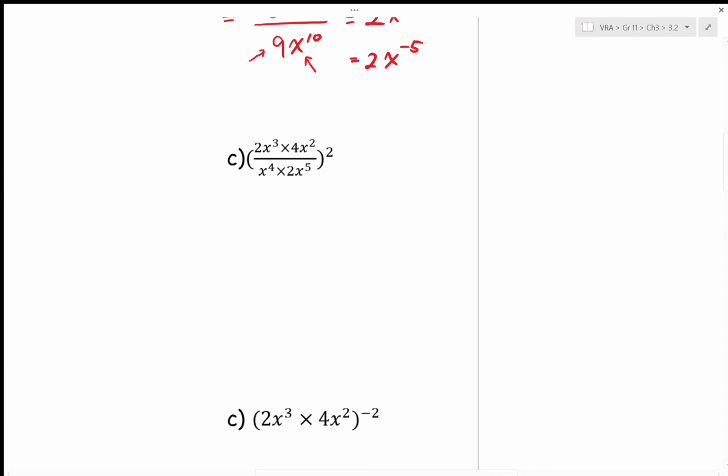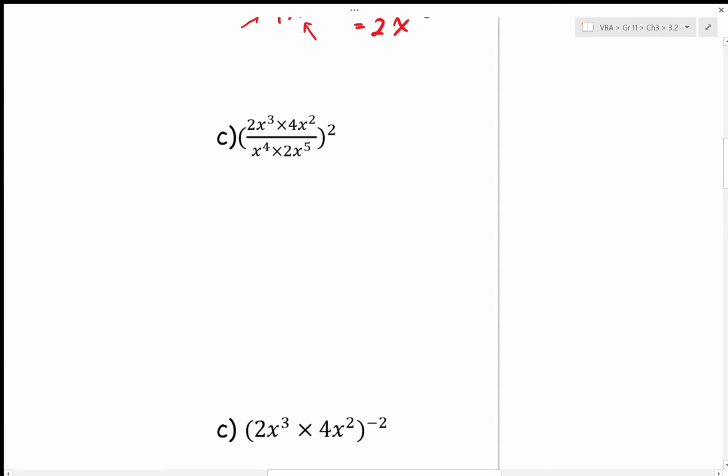Now, next one is slightly more complicated, but it's okay. Let's take care of what's inside of the brackets first using BEDMAS, right? So the numerator becomes 8x to the power of 5. Again, 2 times 4 gives me 8. And x cubed times x squared gives me x to the power of 5, because you have to add the powers, right? Now then the bottom part becomes, it is 1 as the coefficient, so it will be 1 times 2. And then x to the power of 9, because you are adding the powers since you're multiplying these two. And then squared.